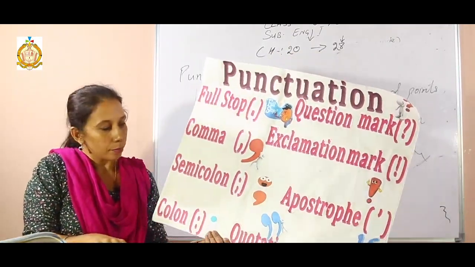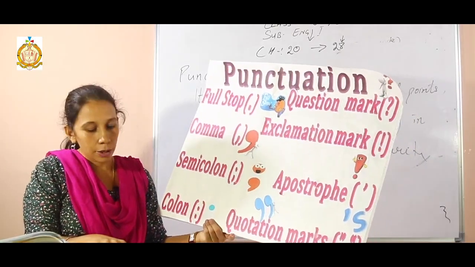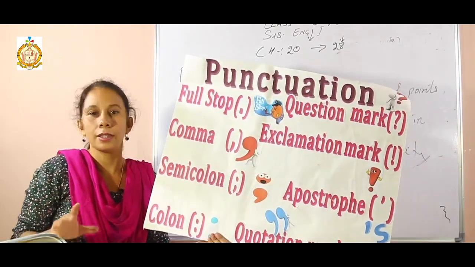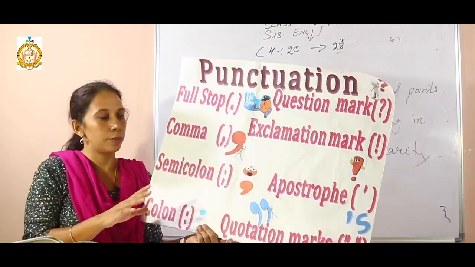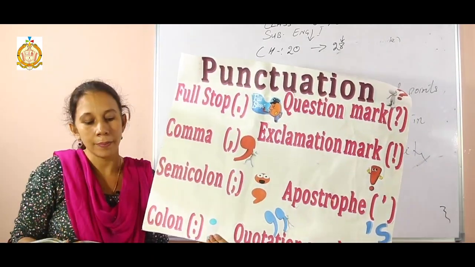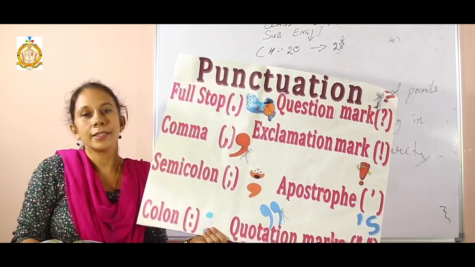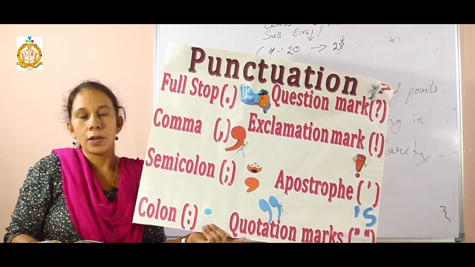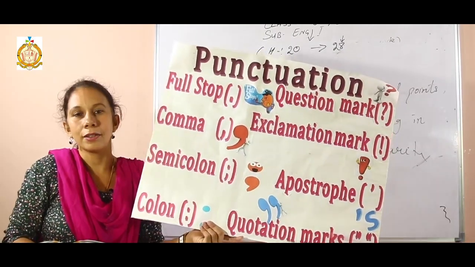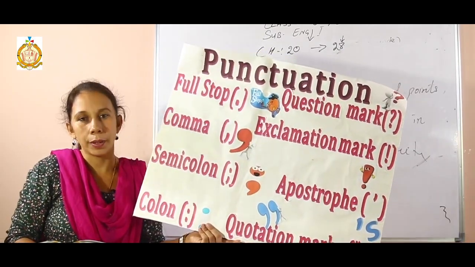Next one is quotation marks. Quotation marks are the same as inverted commas. You can call them quotation marks or inverted commas. Inverted commas are used to enclose the exact words, as I already explained to you before. For example, Mona said, "Don't worry." The exact words of Mona are "don't worry."